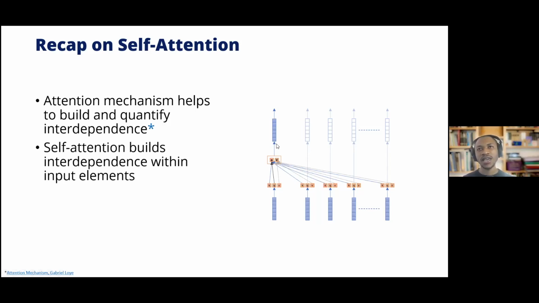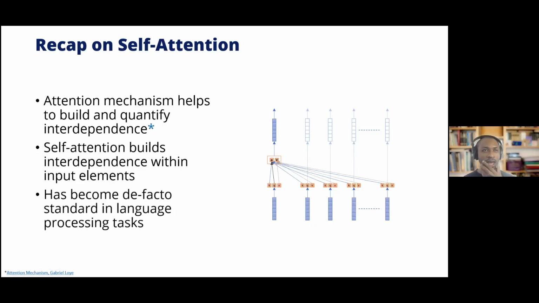So in this case, you have the query. I'm going to talk about this later, but you have the key, the query, and the values, which are mapped from the input space. And you do some kind of interaction between these three mappings in order to find the dependence of the inputs with each other to give us a particular output. And this has become the de facto standard in language processing tasks.